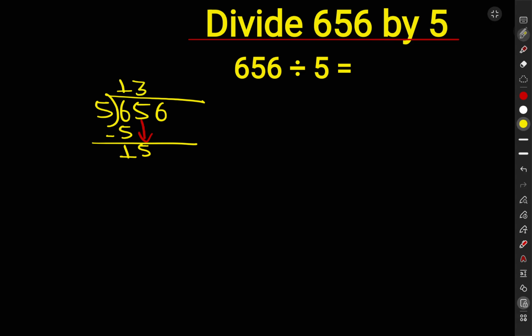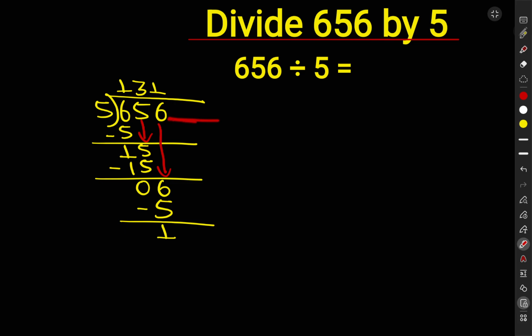So 5 times 3 is 15. On subtracting we get 0. So again we put down the 6 and 5 times 1 is 5. On subtracting we get 1. So now we have no other number to put down.